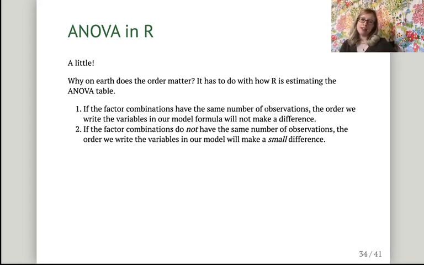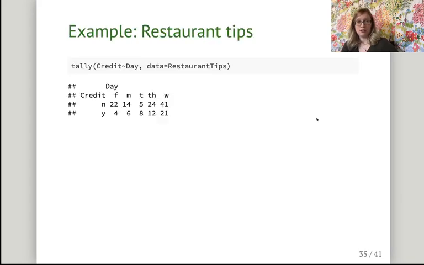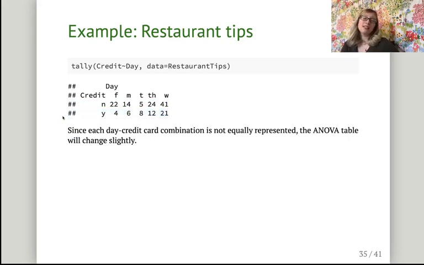What causes this is how R is estimating the ANOVA table. If there's the same number of observations, the order in which we write these variables won't actually make a difference. But if the factor combinations do not have the same number of observations, then there will be a small difference. In our data set, people at this restaurant were more likely to pay in cash than a credit card, and there are definitely different numbers in each day of the week combination. That means that the ANOVA table won't be the same depending on the order.